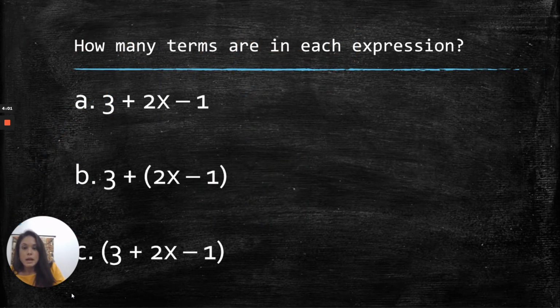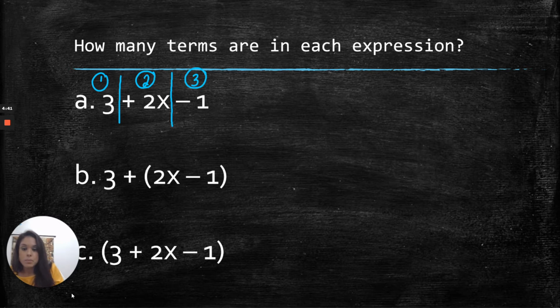So let's see how many terms are in each expression in these examples. First example is 3 plus 2x minus 1. I'm going to look for my plus and minus signs, and I'm going to just draw a dividing line. Remember, the numbers that come after your plus and minus sign belong to that term. So we have one term here, this is our second term, and this is our third term, negative 1.